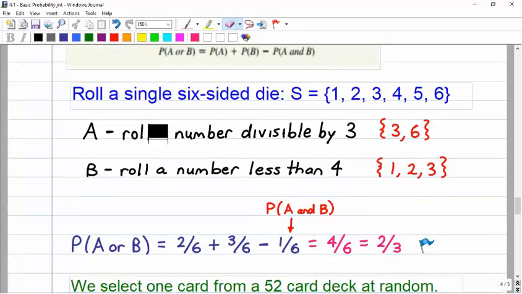So the probability of rolling a number divisible by 3, there's 2 events out of 6 total. It's 2 out of 6. This one, 1, 2, 3, makes 3 out of 6. And then you subtract the one that's in common, the A and B. There's only one of them, 3, 1 out of 6. So you get 4 out of 6, so you have a 2 out of 3 probability chance that you're going to get a number divisible by 3 or less than 4. And means it's got to satisfy both at the same time, or means it satisfies one or the other.